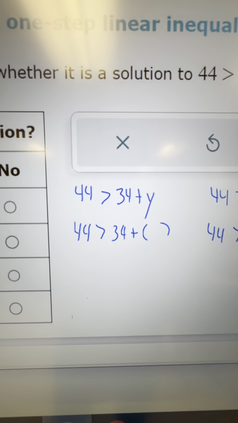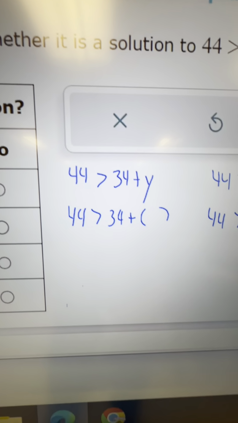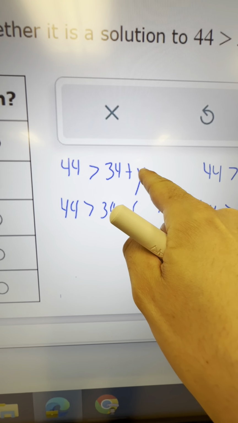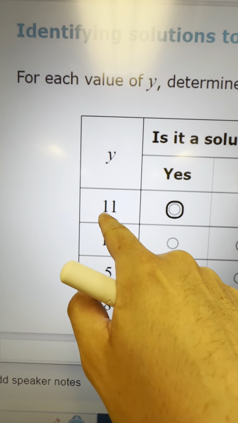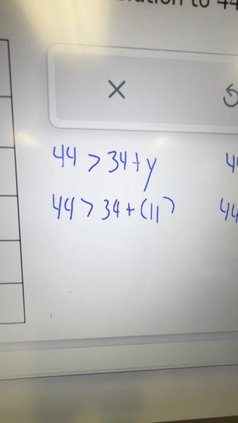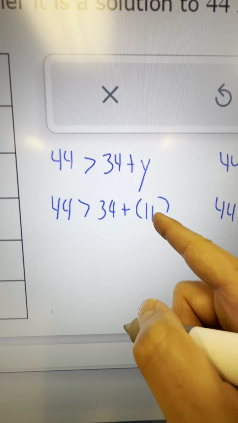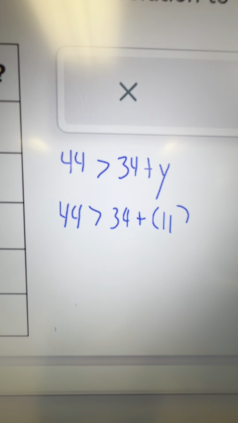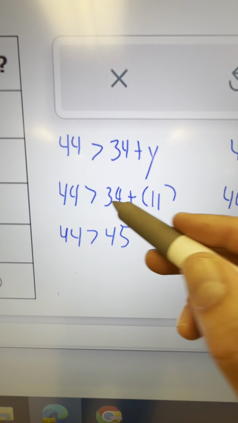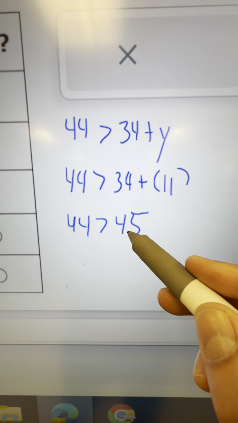So step 1, when you're checking it algebraically, copy the inequality. In the next step, I'm going to replace y with the number I'm evaluating. So I'm going to check when y is 11 and see if that's a solution or not. You can see here, I replaced y with 11. Now, the only thing I have to do here is add these two and check if it's true or false. Since all I had to do was add 34 plus 11, I get 45.